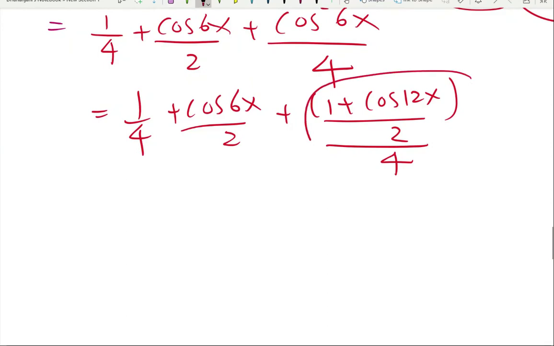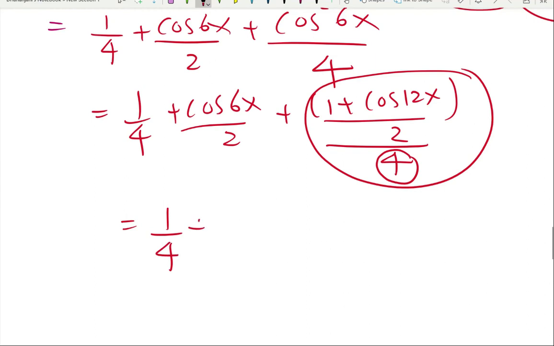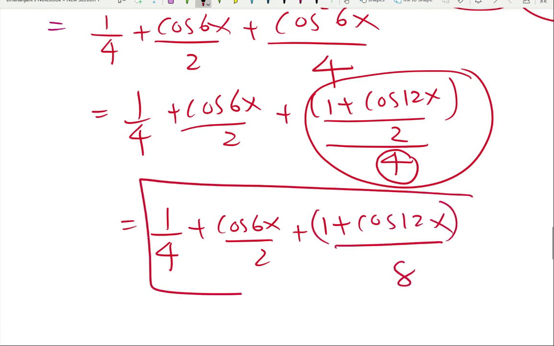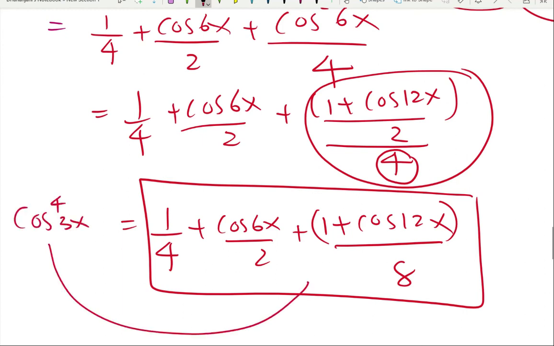Okay, here we know the reciprocal. Here we have to divide by 4. So division is reciprocal multiplication of 4. The reciprocal of 4 is 1 over 4. So this is 1 over 4 plus cosine 6x over 2. Then 1 over 4 times 2 is 8, so 1 plus cosine 12x over 8. See, now the result only contains trigonometric functions of power 1. Okay, so cosine to the 4 of 3x is now reduced to cosine functions of power 1. That's how we use double angle identities.